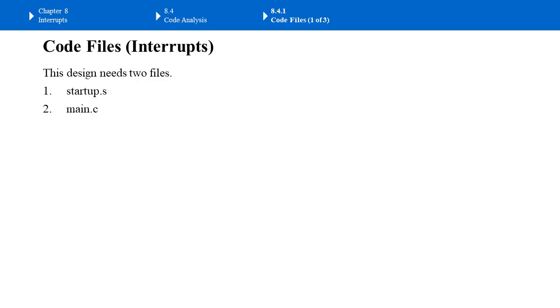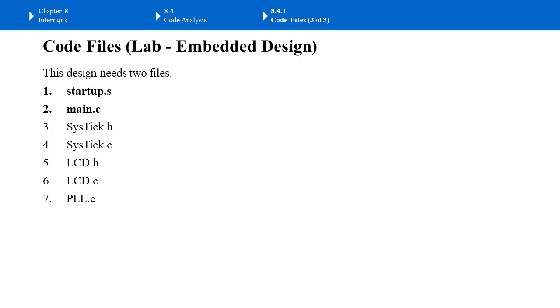We need two files to make interrupt working: Startup.s and the main.c. Later, when we design this embedded system in the lab, we need more files. They are the systic.h, systic.c, the LCD driver, lcd.h and lcd.c, and the pll.c. Do not worry about these files for now.